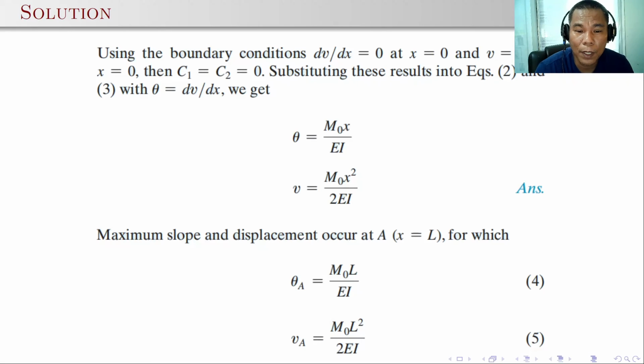The maximum slope and displacement will occur at the free end at x is equal to L, for which by substituting x is equal to L to the equations above, the maximum slope theta A is M sub o L over EI, and v sub A is M o L squared over 2 EI. Again, it doesn't hurt if you memorize these values for that particular case of a beam and loading. It's very important because we will be using that again and again in the coming discussion.